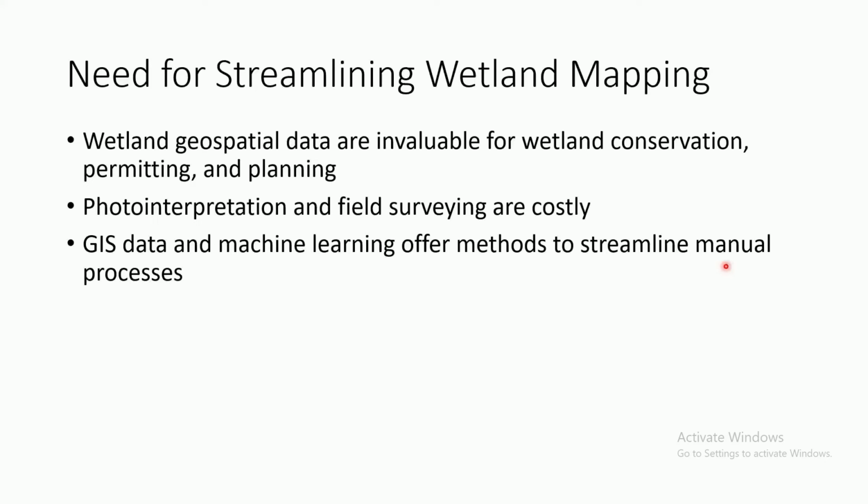And while GIS data and machine learning can't replace boots on the ground and having a wetland scientist physically present to confirm wetland characteristics, it can really help to screen large areas for initial wetland distribution, or to provide a starting point for manual wetland class assignment.